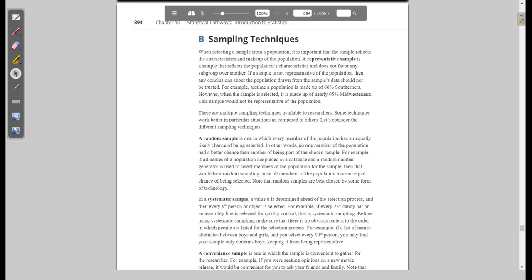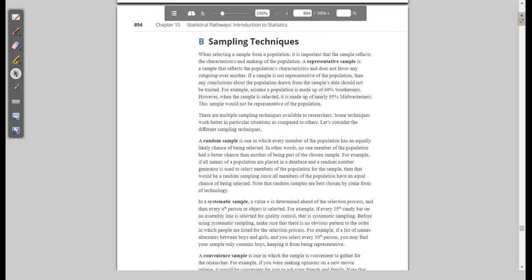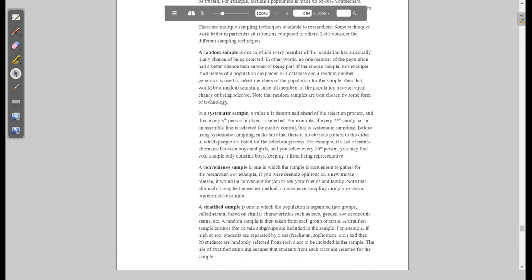So let's go ahead and do the same thing we did for the first part, the introduction to these words, and put these on a whole new page. We're going to be talking about sampling techniques.